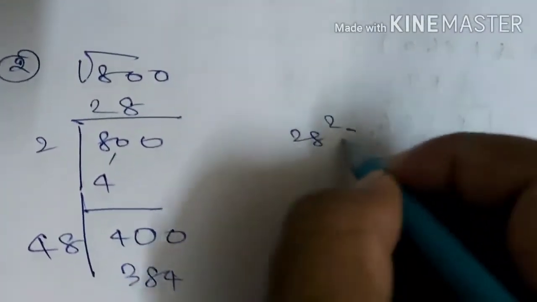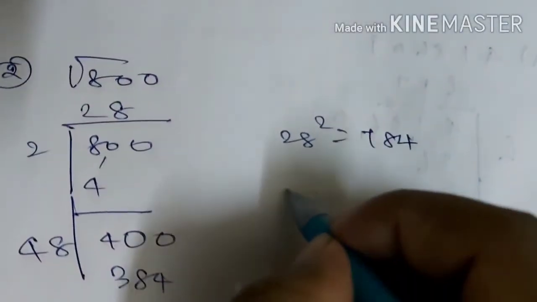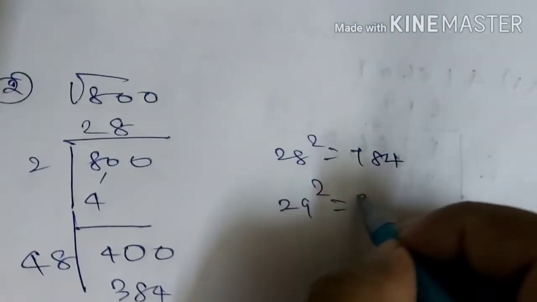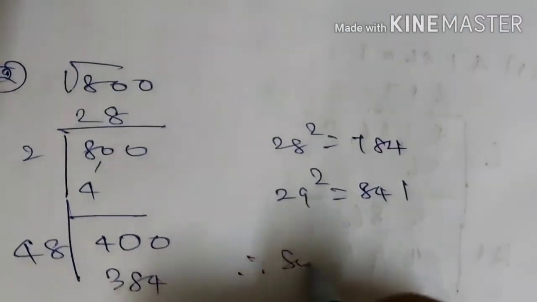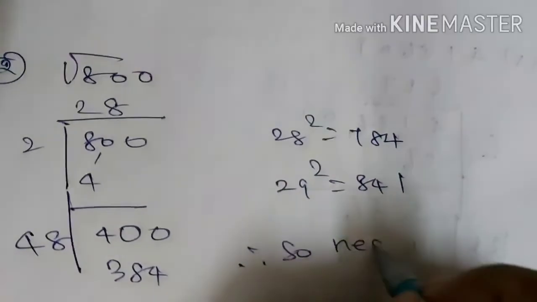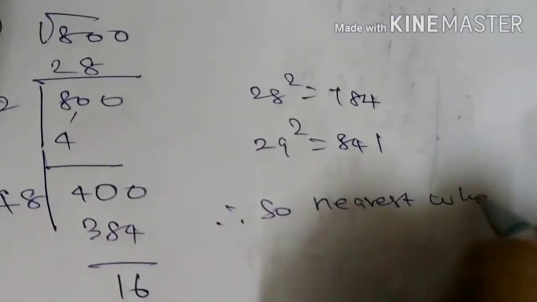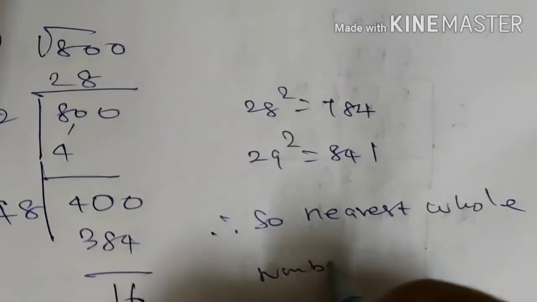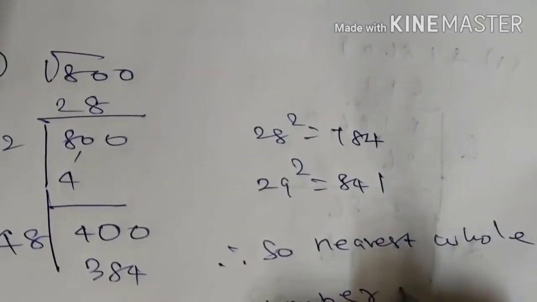The remaining value is 16, so 28 squared is 784, plus 16 makes 800. In the same way, 29 squared means 841. That is 41 extra, so the nearest whole number is 28, the square of 28.